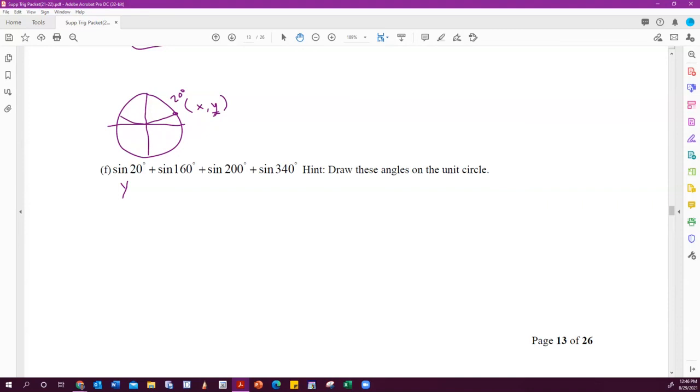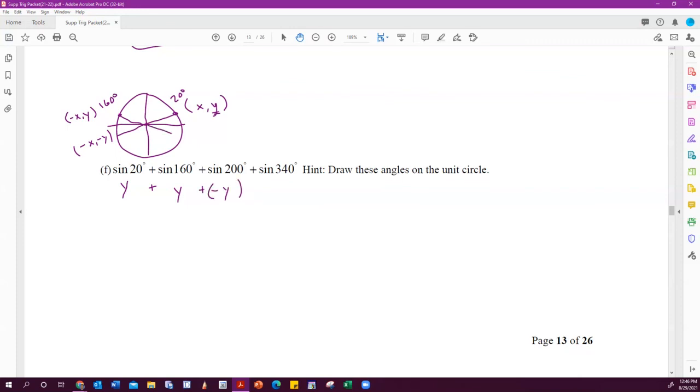160 is over here. Notice it has the same y coordinate. That's the use of the reference angles. Turns out the reference angle is 20, so we know that the y coordinates and x coordinates are the same up to the sign. But since it's above the axis, that's a y. 200 degrees is 20 degrees below the axis. So that just simply means that that's going to be a negative y.